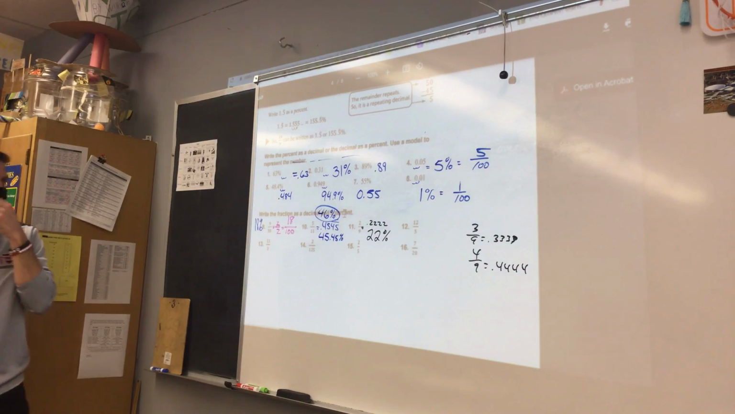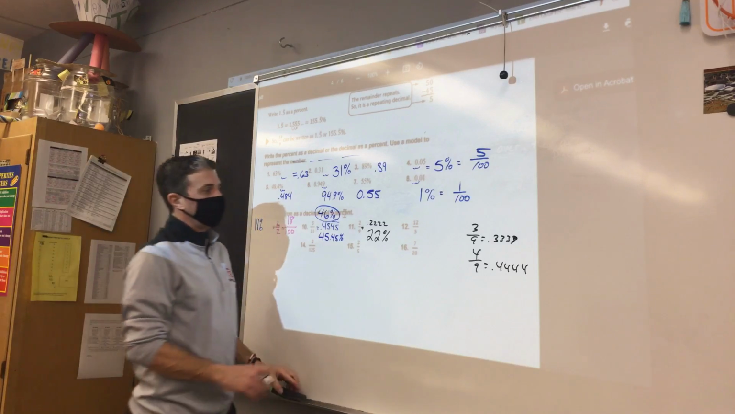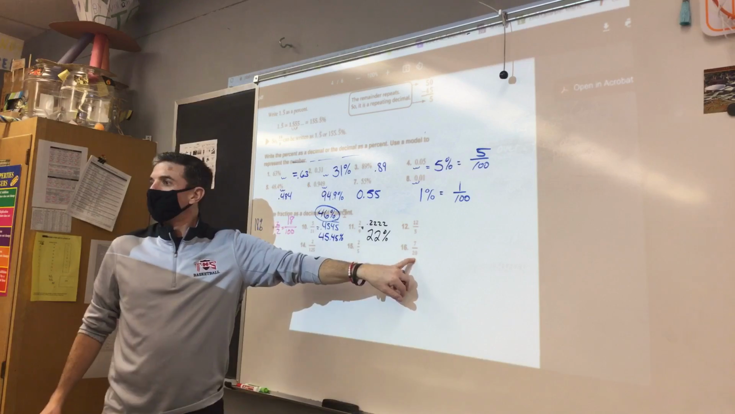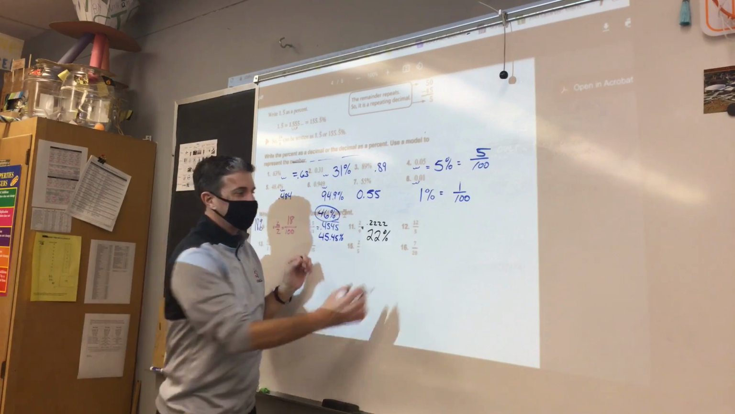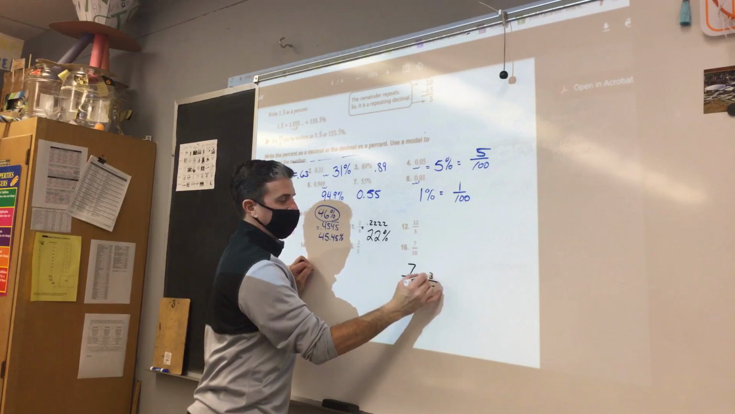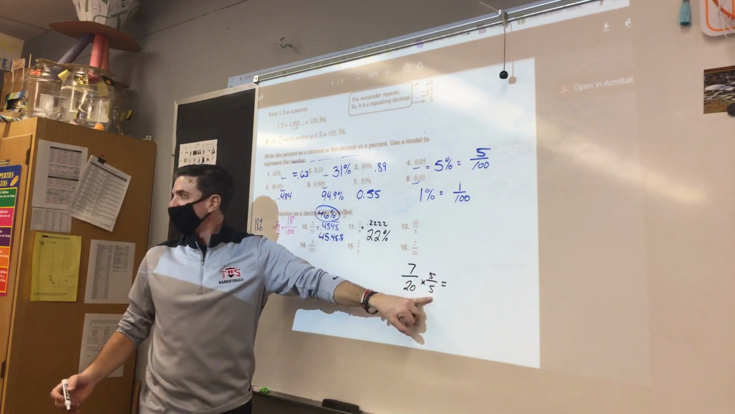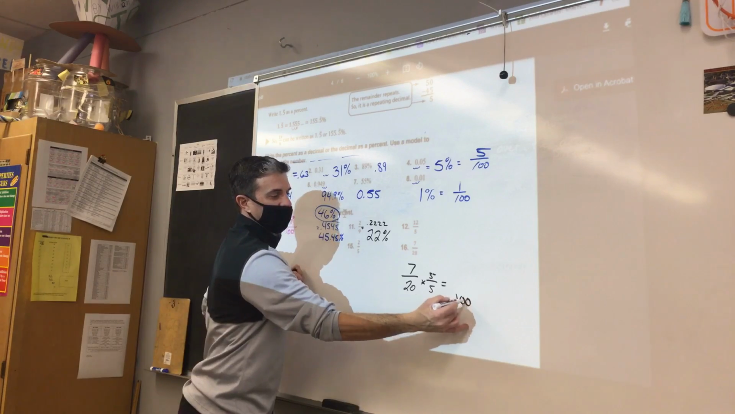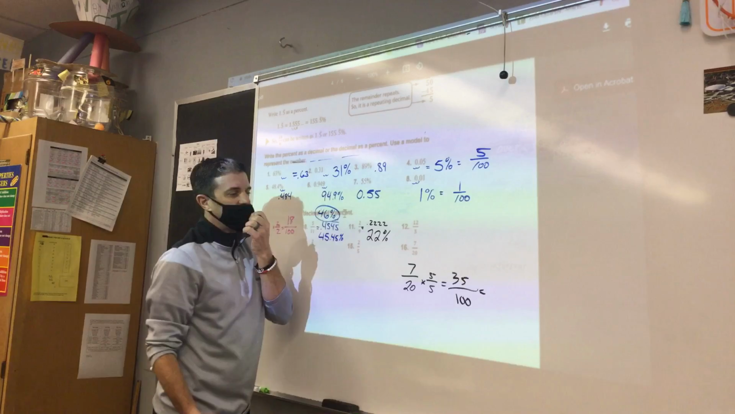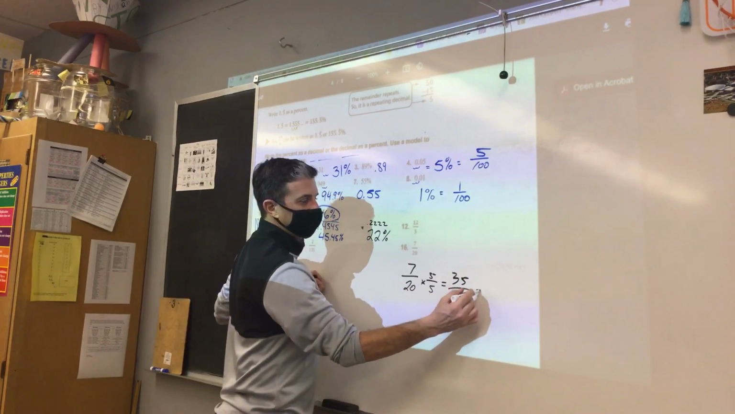Let's look at 16. What would you do on 16? Yes, multiply 20 by 5 to get that 100, right? So now you get what is the fraction? And then what percent is that? 35%. There you go.